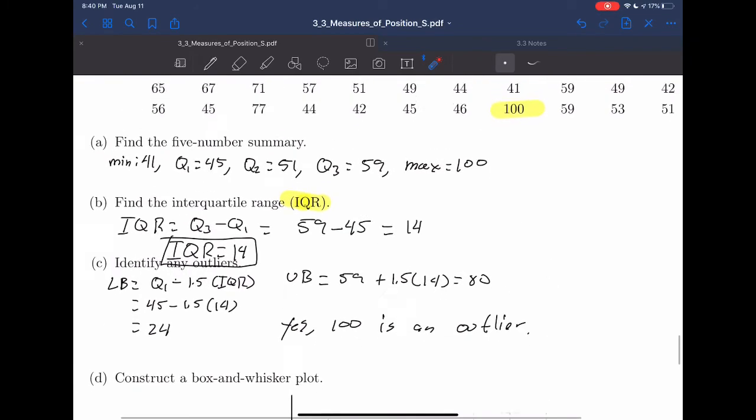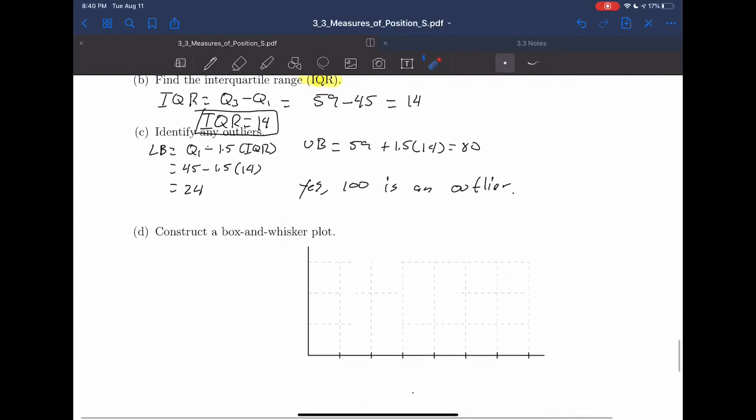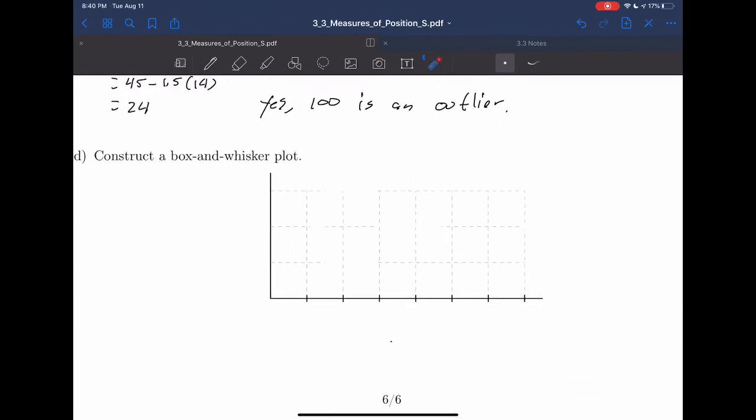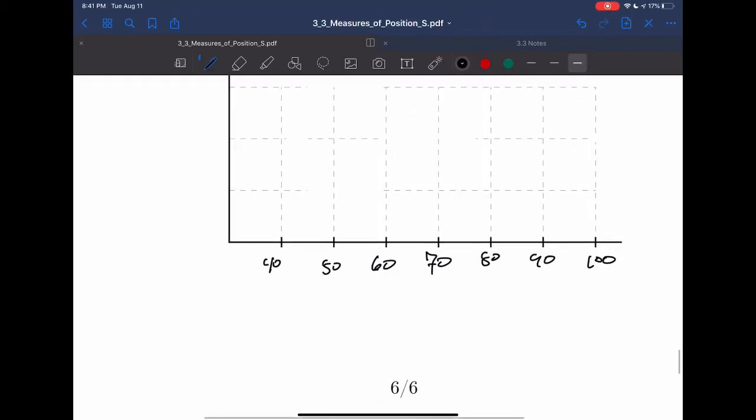Now that we have all the information that we need, it's time to construct a box and whisker plot. The first thing you want to do is number your number line. So this should be 40, 50, 60, 70, 80, 90, 100. Notice that they're all equally spaced. Next, we want to label our axis, so this should be number of absent students.